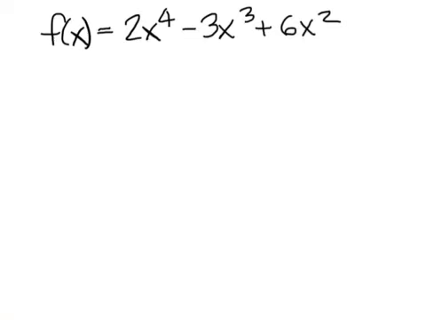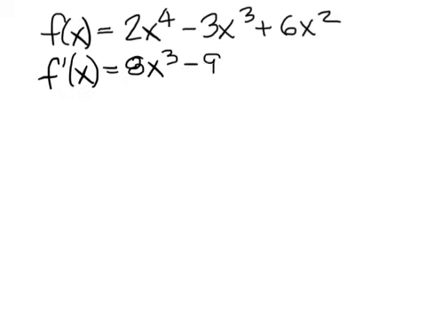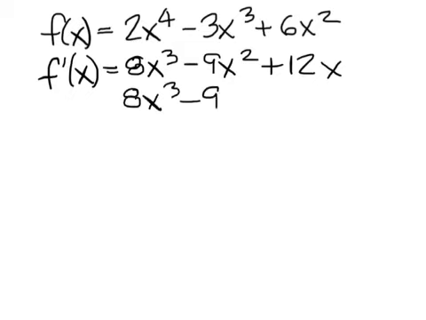This is an example. We're going to first find the first derivative, and that would be 8x to the third minus 9x squared, and then plus 12x. You have to set this equal to 0. Now factor if you can.